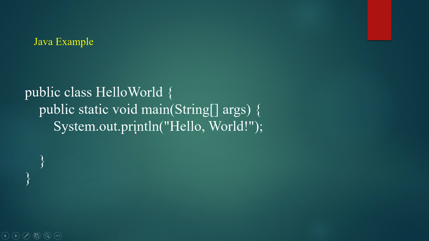For printing purposes we will use System.out.println("Hello World"). If we use print, it will display on one line only, and if we use println, it will go to the next line.